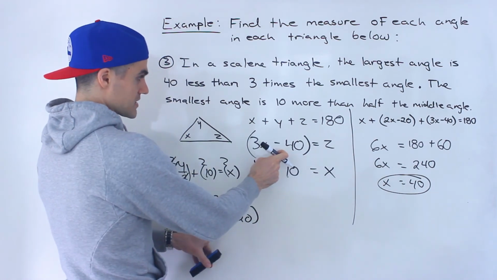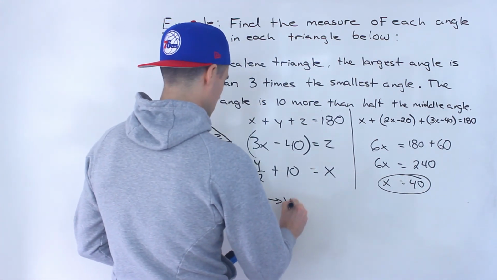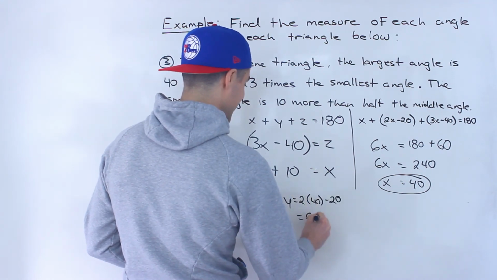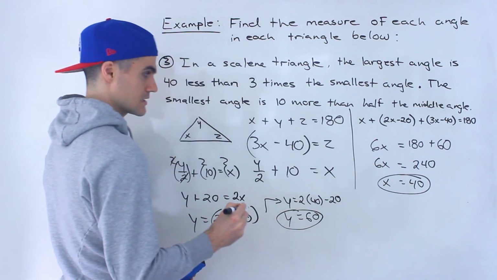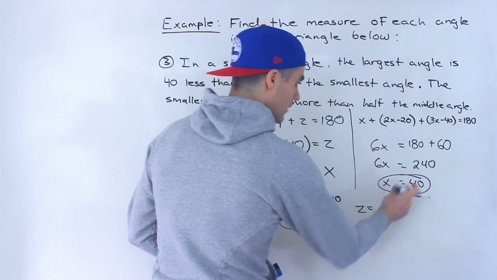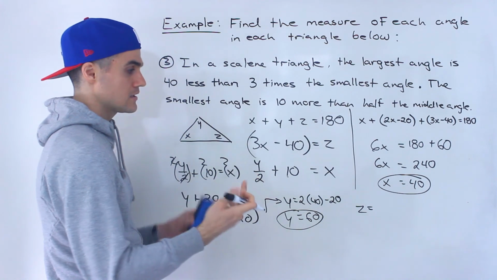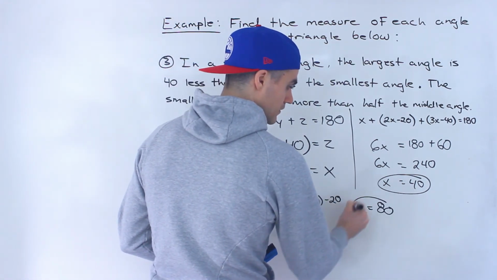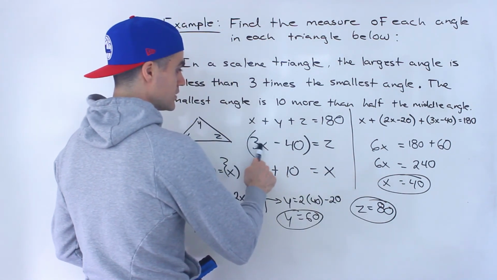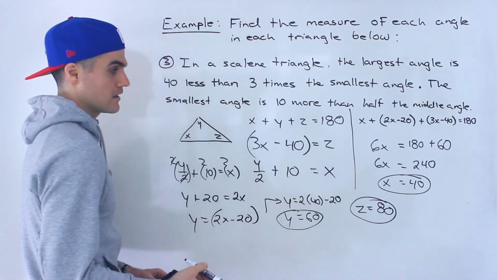Actually, we could find them both with these expressions. So notice that the y is equal to 2 times 40 minus 20, which would give us 60. So that would be the middle angle. And then notice we can find the z pretty easily. We could either add these two, which would be 100, and then all the angles have to add up to 180, so we know z would have to be 80 for all of them to add up to 180. Or we could have took this x, plugged it in here. 3 times 40, which is 120, minus 40 does indeed give us 80.